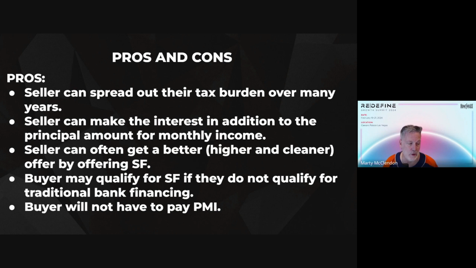Pros, again, buyer may qualify for seller financing. If they do not qualify for traditional bank financing, they may get a better rate. They may be able to convert it earlier, and buyer will not have to pay PMI. So once again, a big portion of a lot of payments, if you're paying less than 20% down, is mortgage insurance. And most of the time, there's no mortgage insurance on seller financing. So it's kind of a win for buyers.